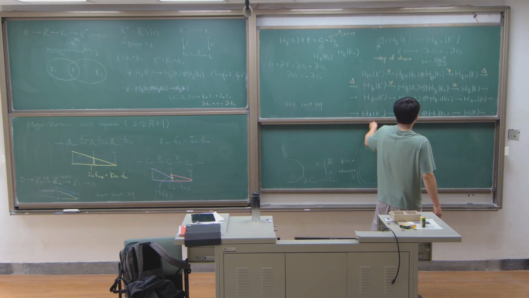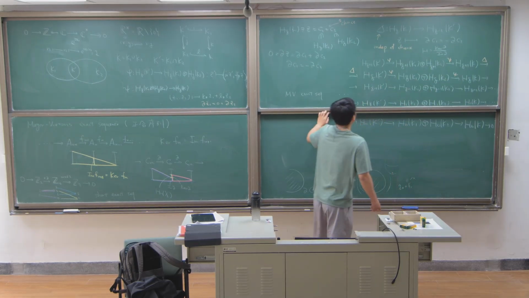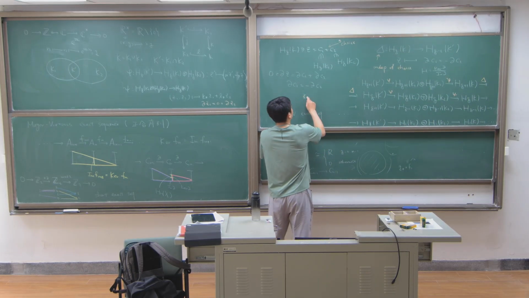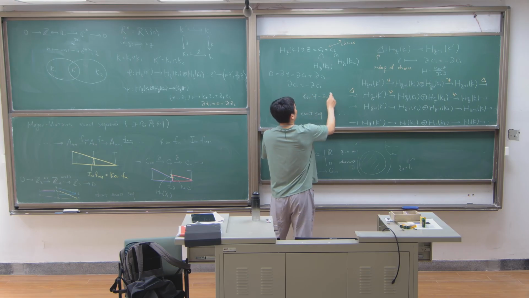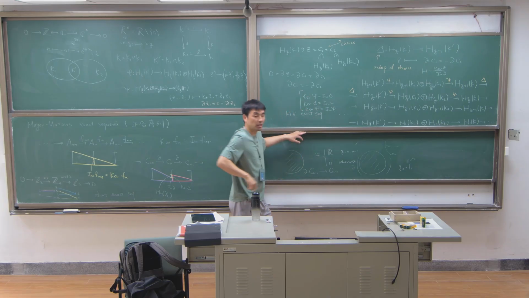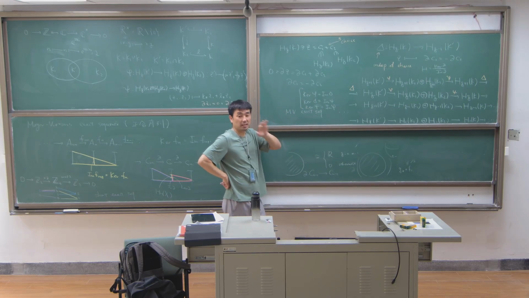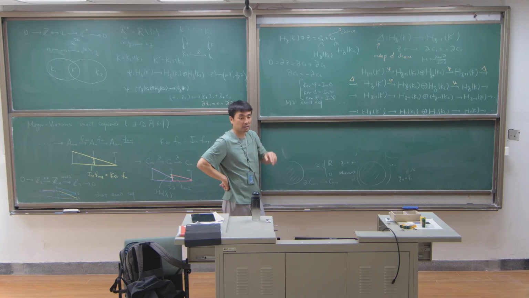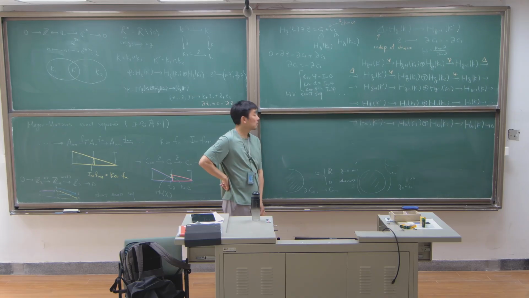Fine. So therefore, this is always the kernel. So kernel of psi is equal to image of del. And then kernel of delta is image of psi. And then kernel of phi is equal to image of... Okay? Always this is the case. So this means the exact sequence. You can see this is an exact sequence.